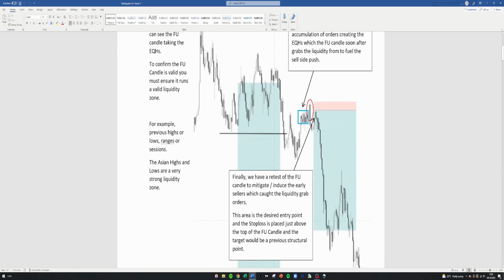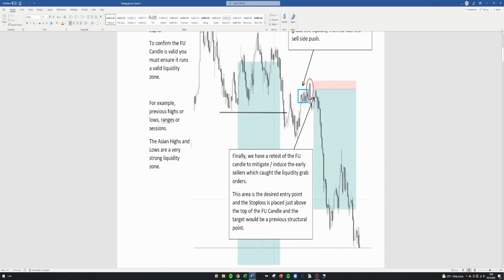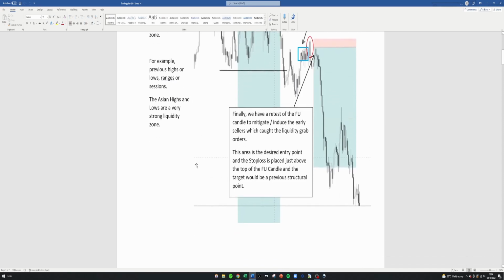But to ensure that this candle is valid, you've got to make sure that it does run a valid liquidity zone. An example of a valid liquidity zone: equal highs, equal lows, previous highs or lows, ranges, or session highs and session lows. The Asian high and low are very strong liquidity zones, because this is the session prior to London, which is where a large amount of the volume is traded.